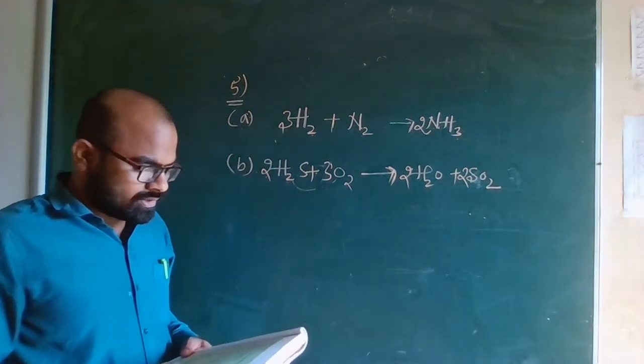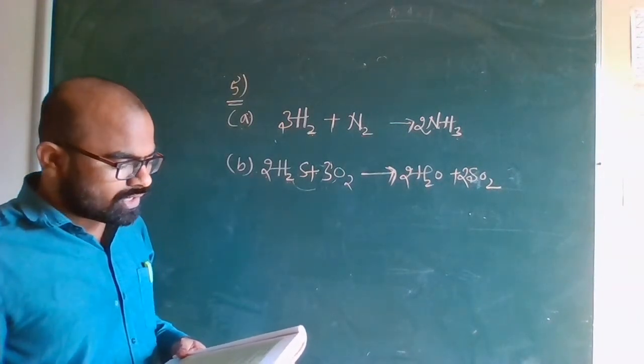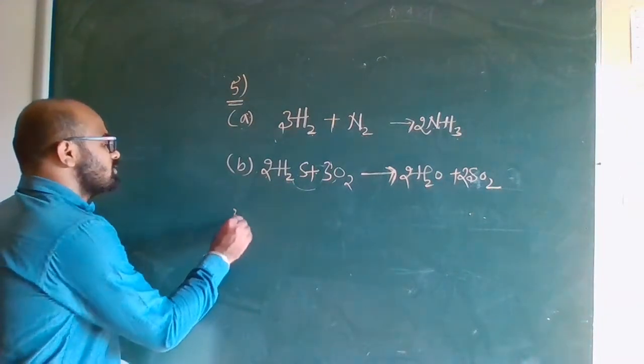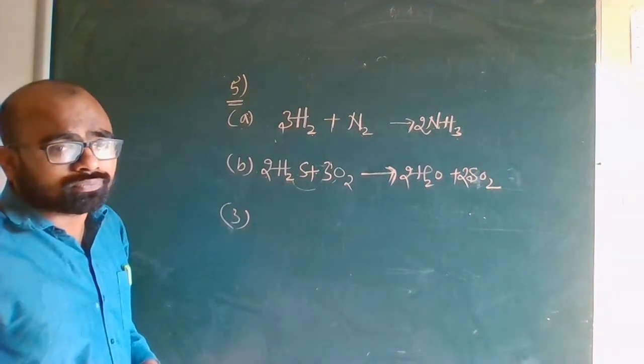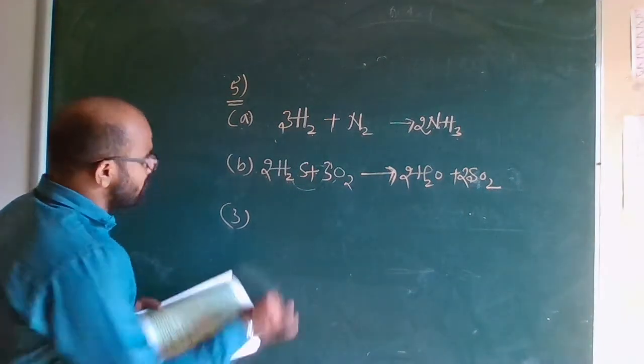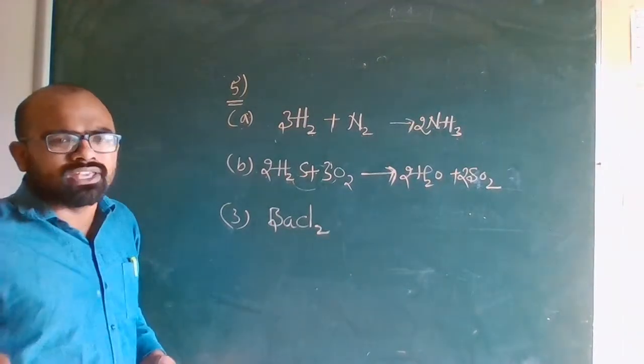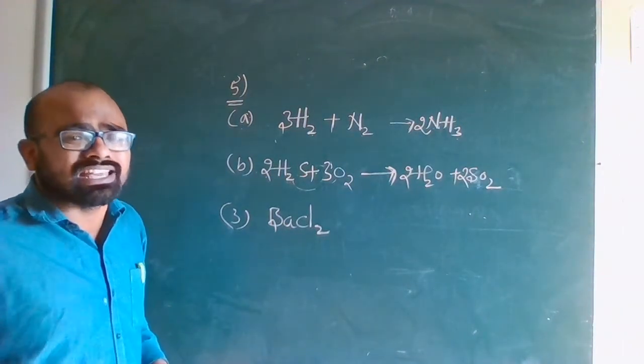Third one, that is C. Barium chloride reacts with aluminum sulfate to give aluminum chloride and a precipitate of barium sulfate. So this is what we can say is a double displacement reaction. Barium chloride, you have to be perfect with all these. Barium means Ba. Barium chloride is BaCl2.